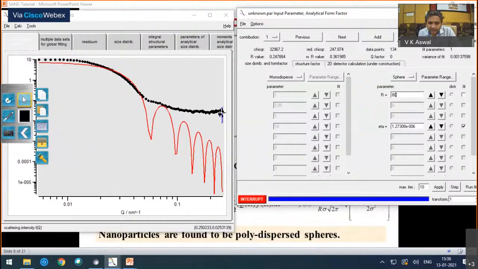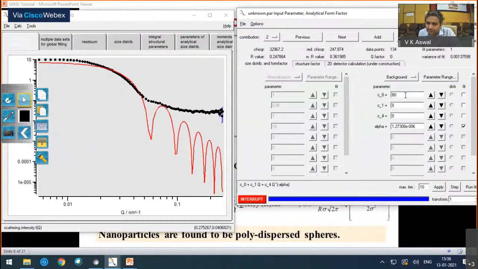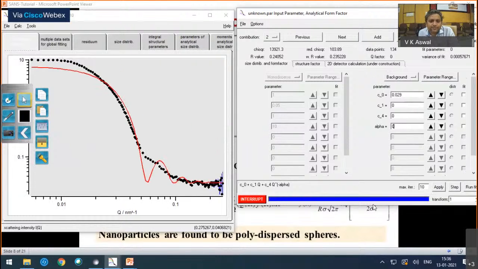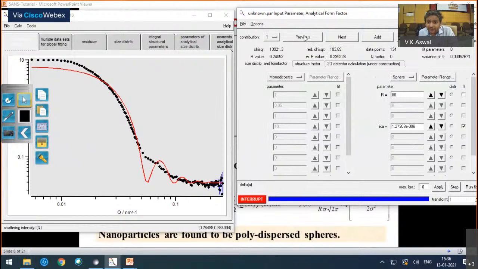Now here some background is there, so we will add some background. Keep the cursor at the highest possible Q point and read the data. So keep the cursor here, read the data from here. The Y value is 0.029. Add background. The rest are all Q-dependent terms, so we will not choose any Q-dependent term as background. So I just use C0, the Q-independent background, more or less. Now go to the previous one. This is previous, this is next; next is background, previous is this one.